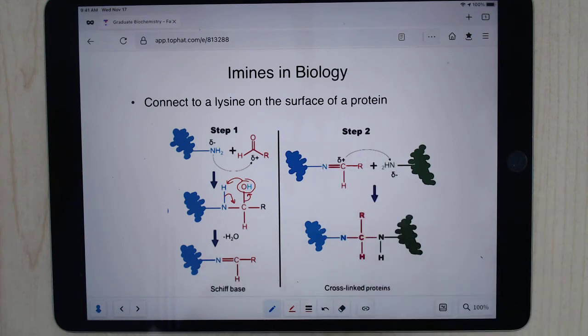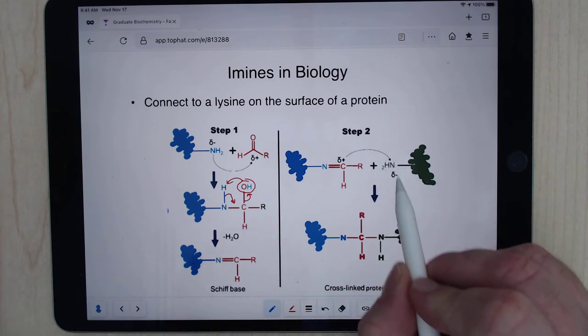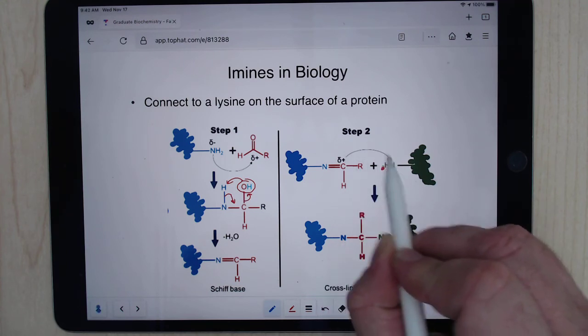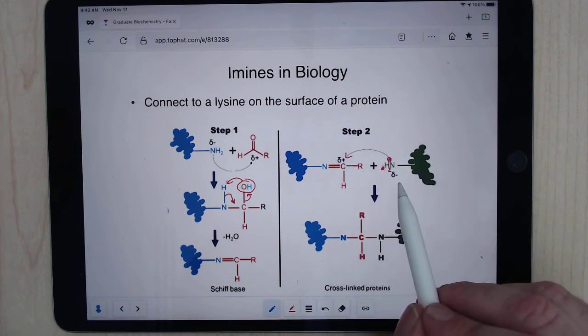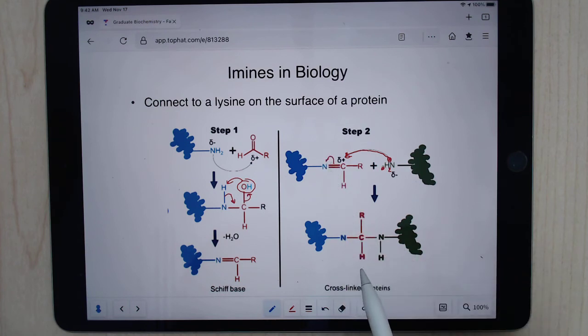Now this C double bond N, the Schiff base, is going to react very similarly to a C double bond O. So you can have another nitrogen, and this should actually be here, and actually this arrow is supposed to go that way. That's going to react there, push this up, and then you're going to end up with a hydrogen here. So this is a way you can cross-link two different proteins to stick them together.